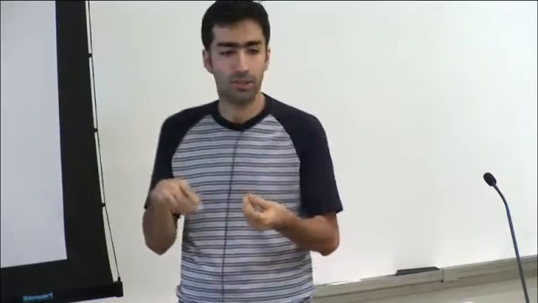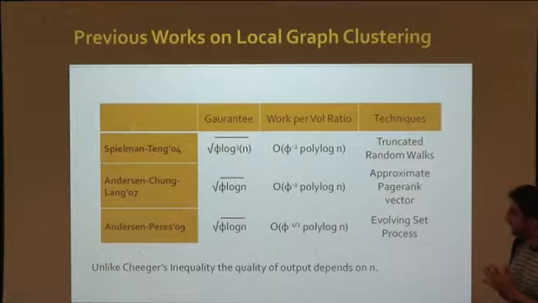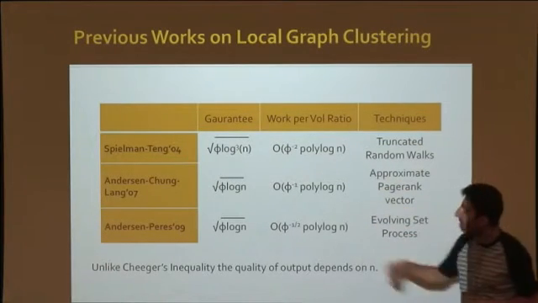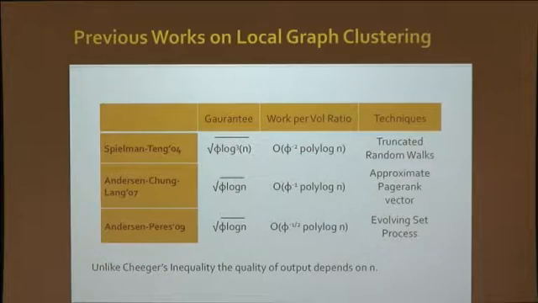The underlying idea for all of these results is to run a random walk from u. So basically they search the neighborhood of u by running a random walk, but they use very different techniques, as you can see here. Spielman and Teng use truncated random walks, Andersen, Chung, and Lang use approximate PageRank vectors, and Andersen and Peres use evolving sets. Today I'll talk about the evolving set process, and we will use that. So what do I want to show you from this table? If you look at the approximation guarantee of all these algorithms, unlike the Cheeger inequality, here there is a dependency on the size of the graph.